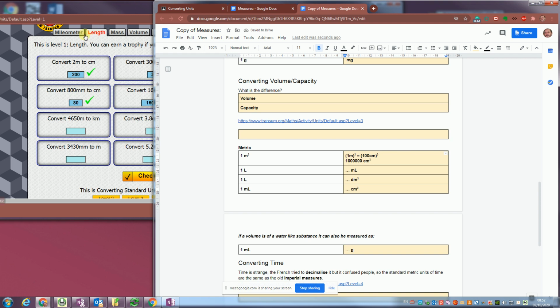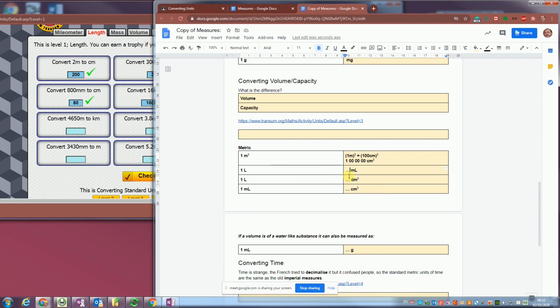Be careful about that when you do the volumes. 1 metre cubed is not 100 centimetres cubed, it's a million, because it's 100 in one direction, 100 in another direction, and 100 in a third direction.